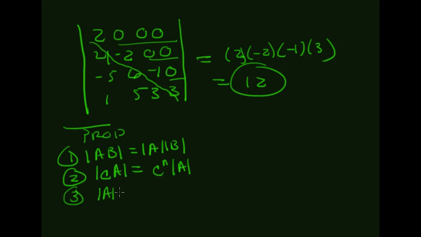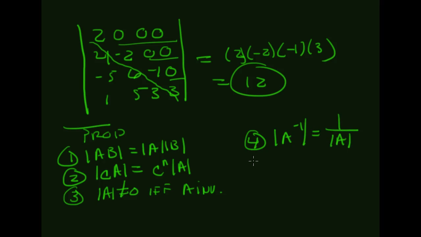This is the important one. If the determinant is not 0, this is if and only if A is invertible. That's the one that's most important because that's why we built it in the first place. If I take the determinant of the inverse, that's 1 over the determinant.